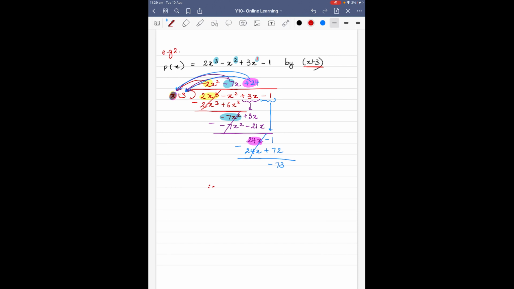So we want to rewrite this as a polynomial. We know that this times this plus this is your polynomial. So let's rewrite it. Your quotient. So we have 2x squared minus 7x plus 24 times your divisor, x plus 3, plus your remainder, which is minus 73, is going to give you your polynomial, your dividend.